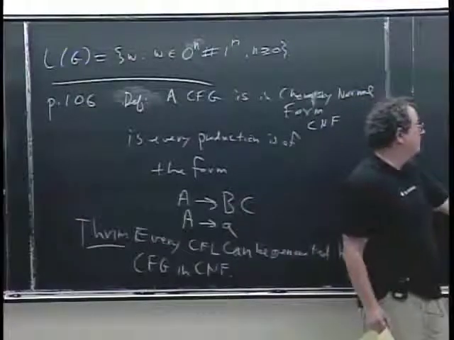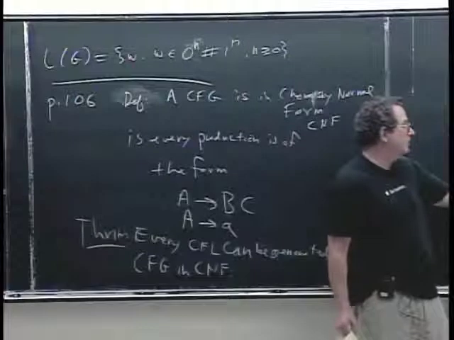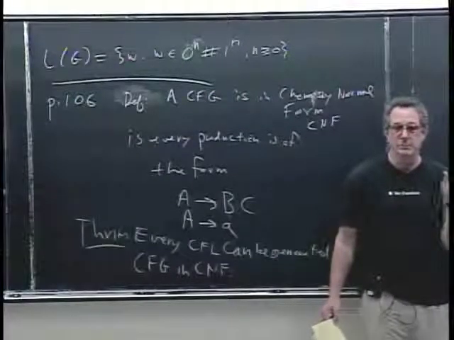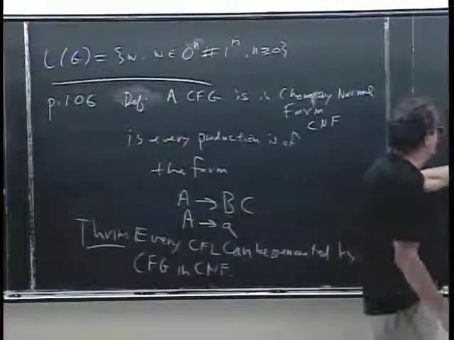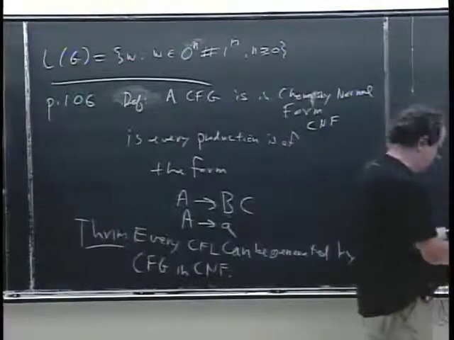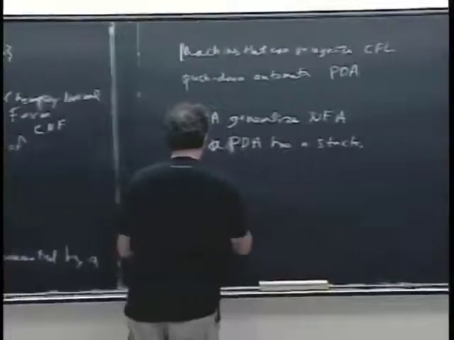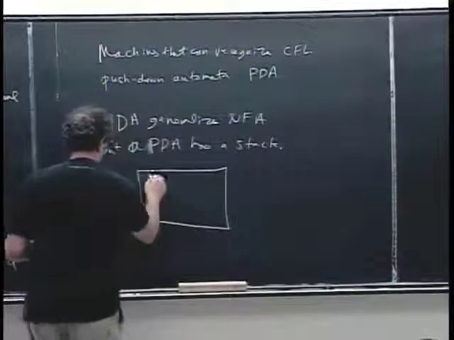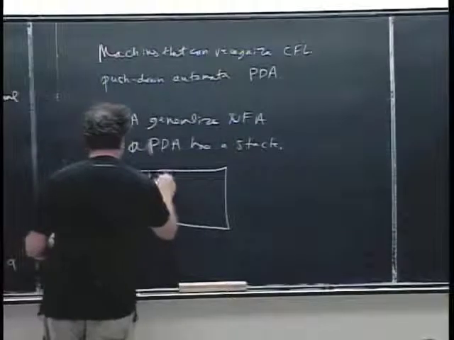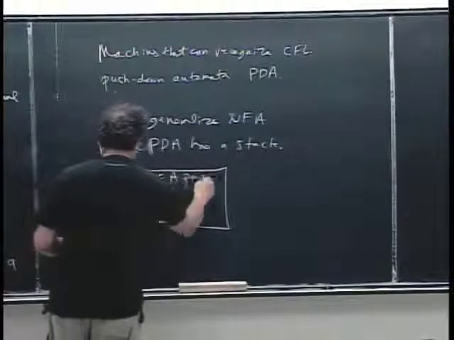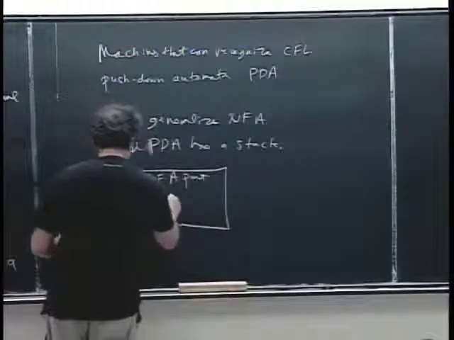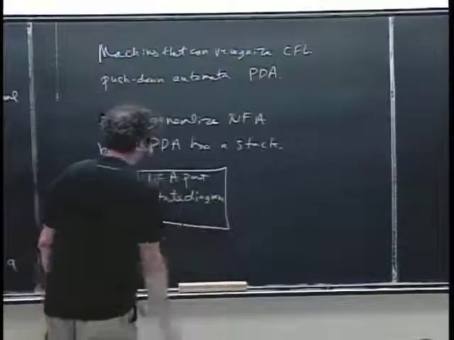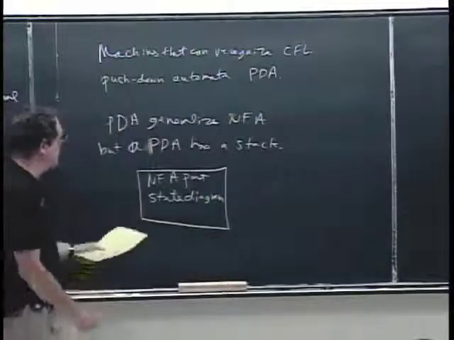Okay? But we're doing that by looking at fairly constrained machines and then allowing them to be more and more powerful. So right now what we have are these PDAs, and it looks like this. Well, the way we like to draw it, this is like the NFA part, or the state diagram. The kind of things we've been drawing so far.